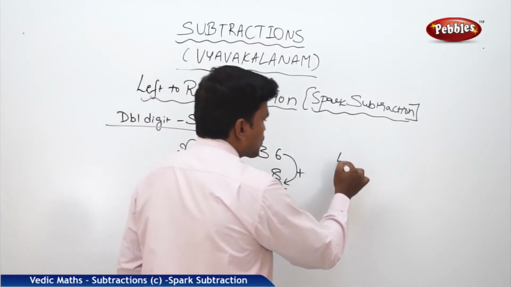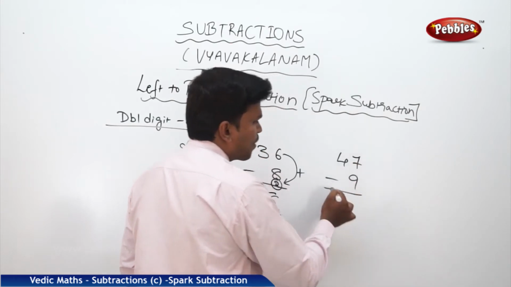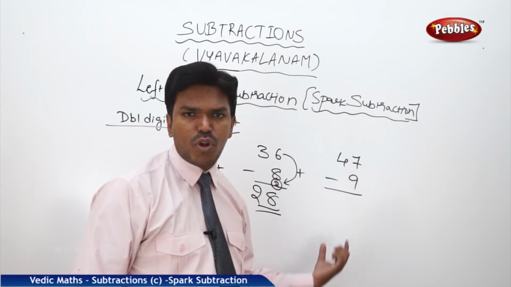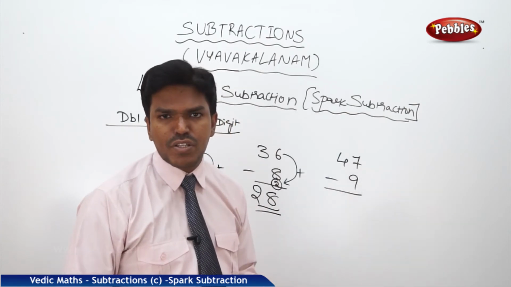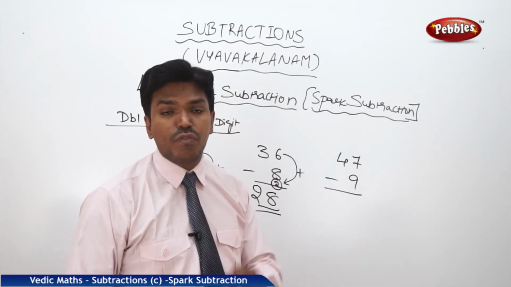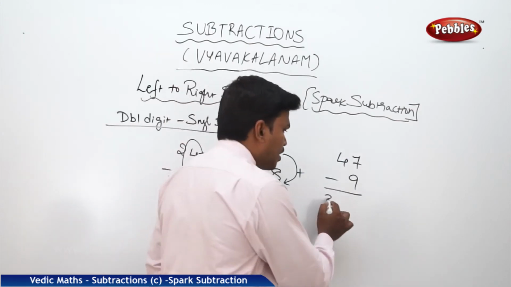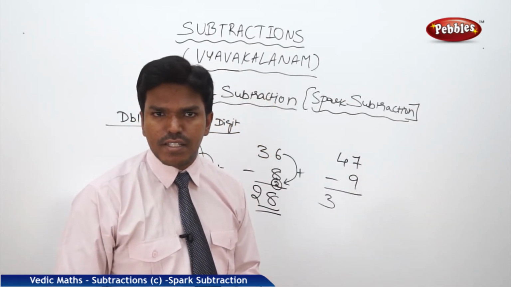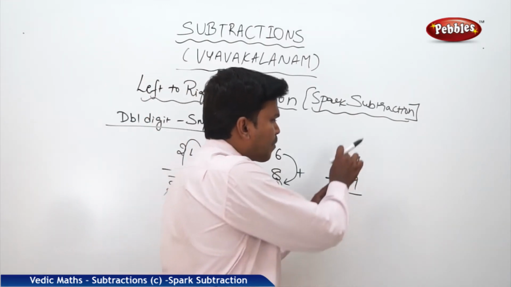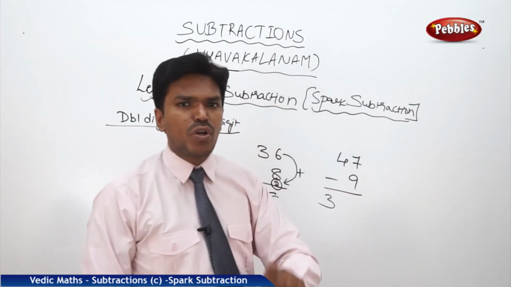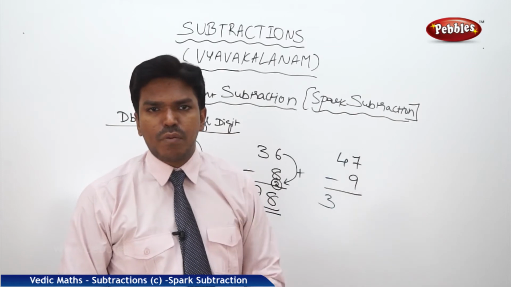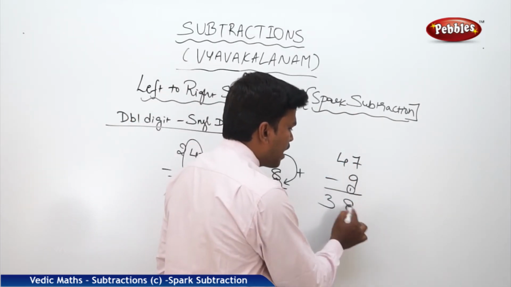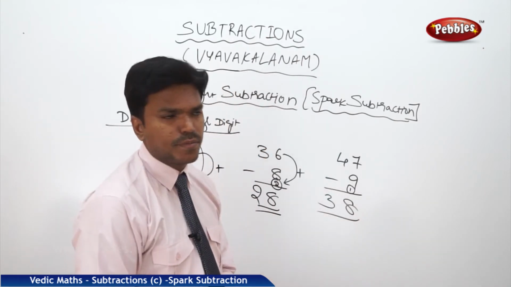Next, suppose 47 minus 9. Now we'll start left to right. So drop 4 as it is, but before dropping 4, check whether the next numbers are match or mismatch. Yes, they are mismatched, so 4 becomes 3. Since they are mismatched, we cannot directly subtract. So we bring the above number 7 and add it to the below number's complement, that is 9's complement, which is 1. So 7 plus 1, how much? 8. So my answer is 38.